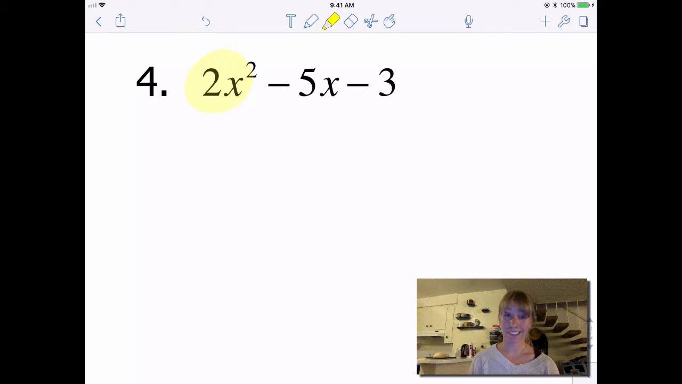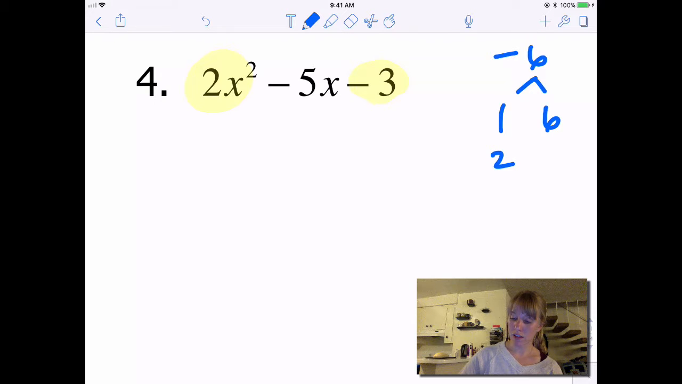The 2 out front, it's not just an x squared, so I've got to do AC method. 2 times negative 3 is negative 6. List your factors. It could be 1 and 6 or 2 and 3. The way that I want to get to negative 5, well, really either of these pairs could get us to negative 5, but I need my multiplication to be negative.